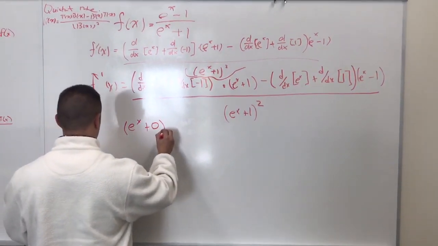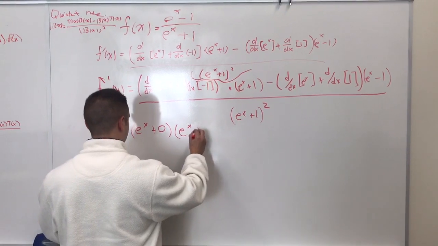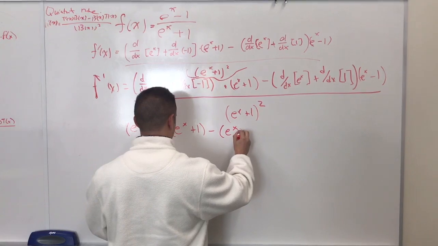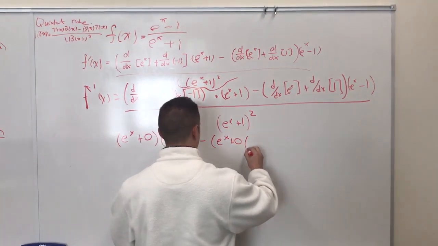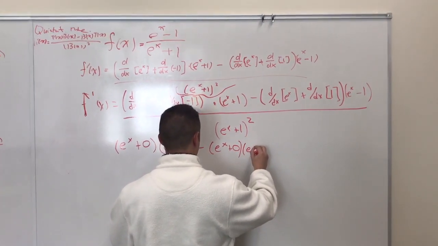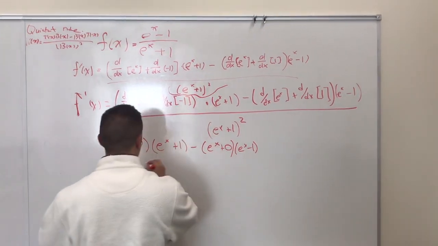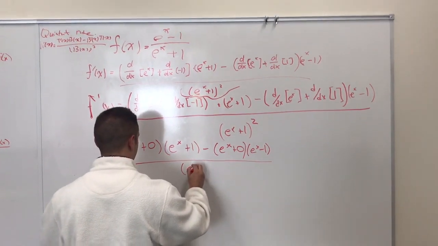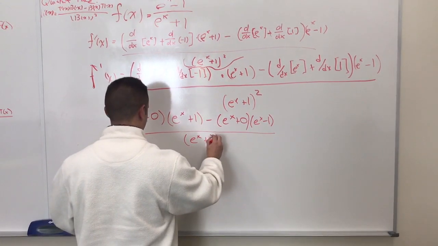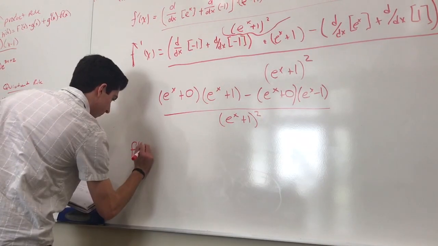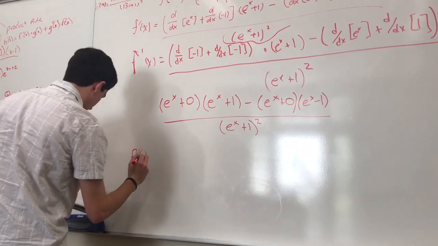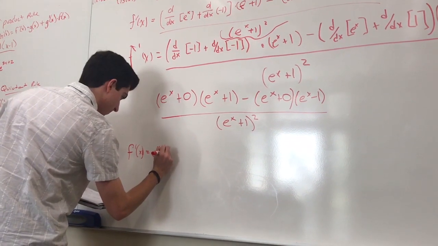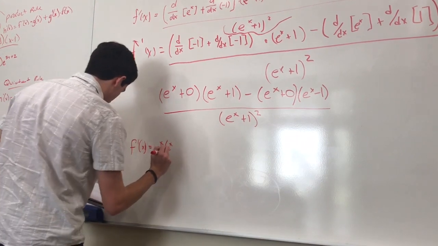Next, we're going to take those derivatives, so it's (e to the x plus 0) times (e to the x plus 1), minus (e to the x plus 0) times (e to the x minus 1), all over (e to the x plus 1) squared. Finally, we simplify, we get e to the x times (e to the x plus 1), minus (e to the x minus 1) times e to the x, all over (e to the x plus 1) squared.